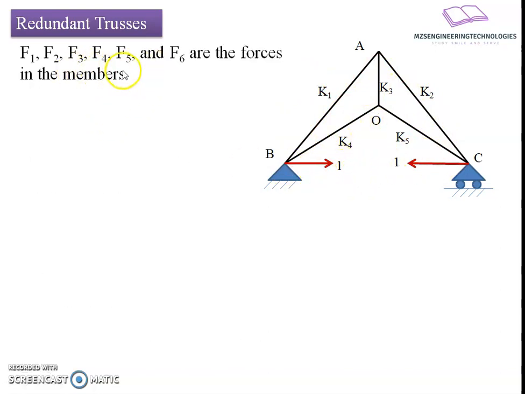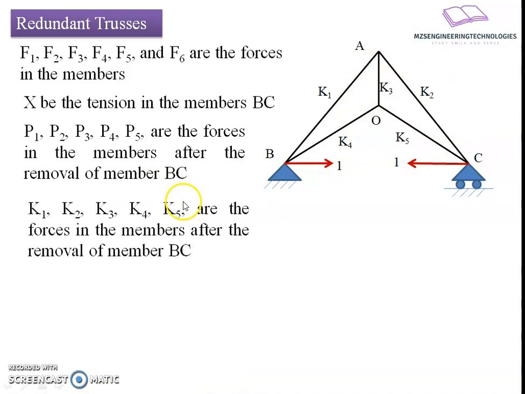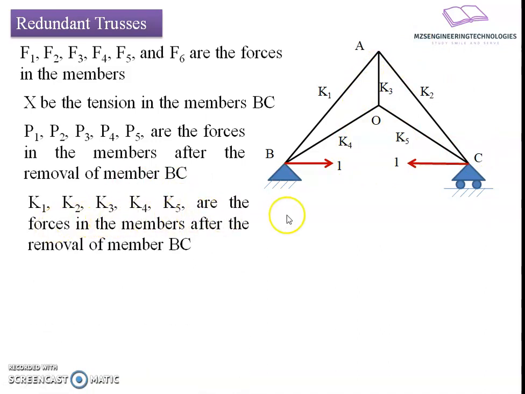Let's say F1, F2, F3, F4, F5 and F6 are the forces in the members under the given loading condition. And after removal of member BC, we are applying X as a tensile force to make the system unaltered. Then we will get a statically admissible case here, and from that we get P1, P2, P3, P4 and P5 forces in the members of the structure in the absence of member BC. Similarly, K1, K2, K3, K4, K5 are the coefficients of distribution of this redundant force among the other members.